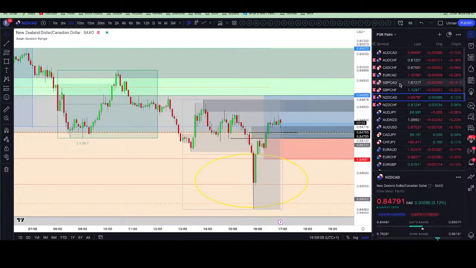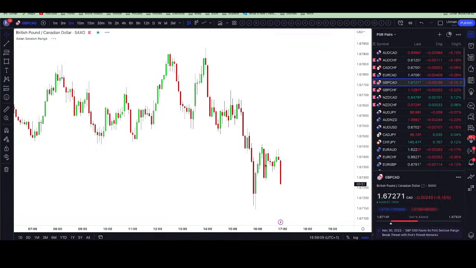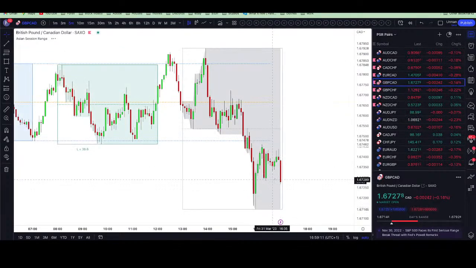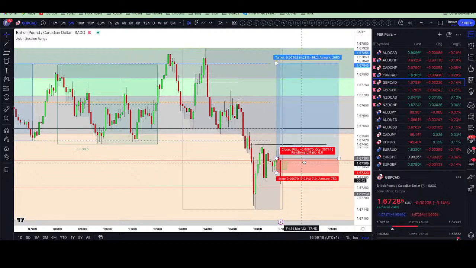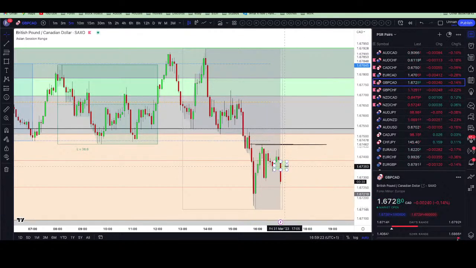One more minute. Nope, there. See, GBP CAD didn't hold it, didn't respect it. Boom. Back down for the liquidity grab on that wick. So we've kind of seen that come in. That was 8 pips there.